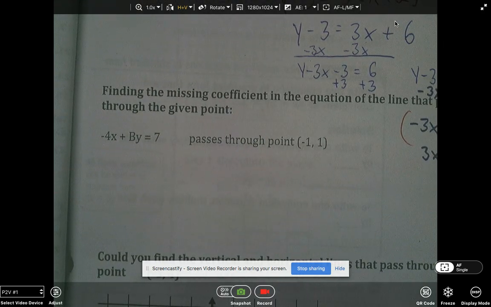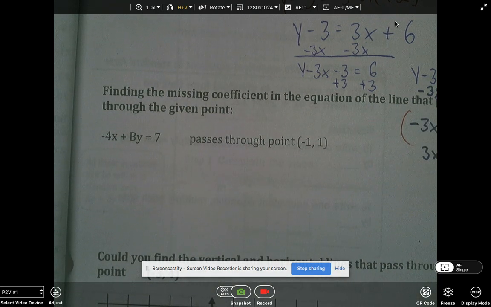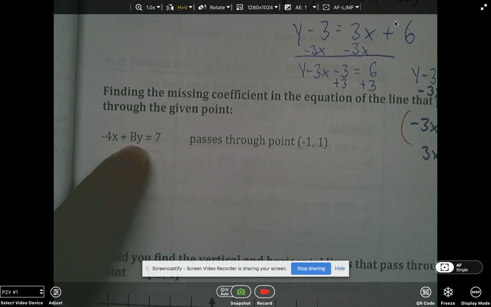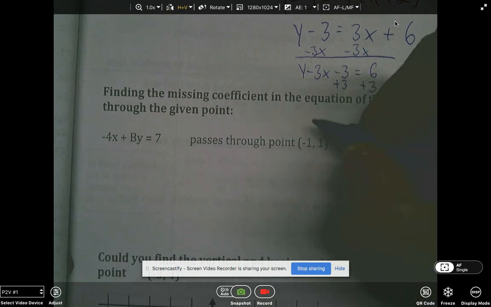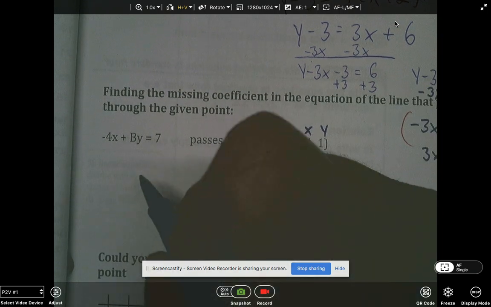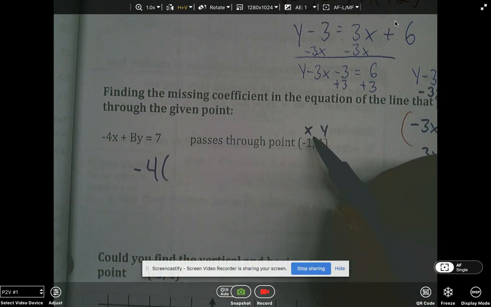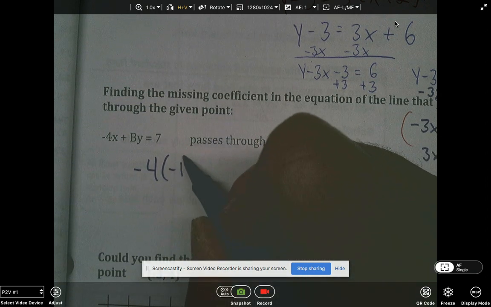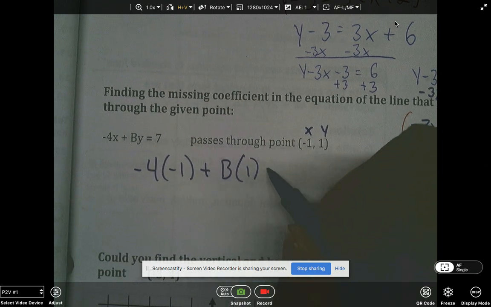We're going to find the missing coefficient in the equation of the line that passes through the given point. All right, so in this part here, we're going to plug in what we know, and we'll find the missing b term here. So let's write this down. This is our x, this is our y, so it's -4 times -1 plus b times 1 equals 7.